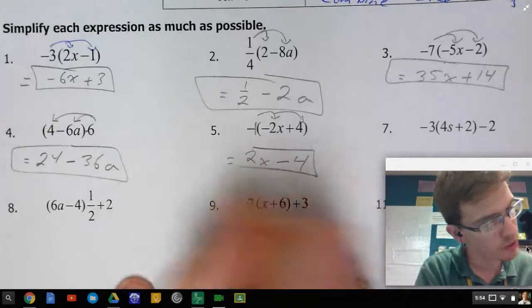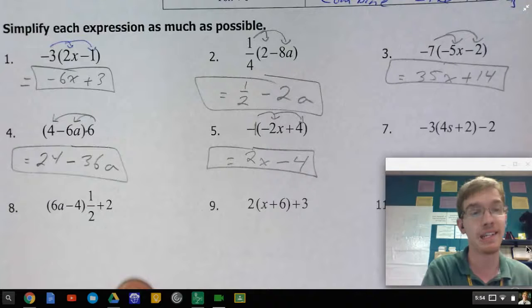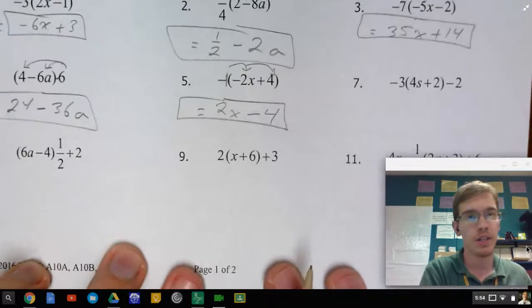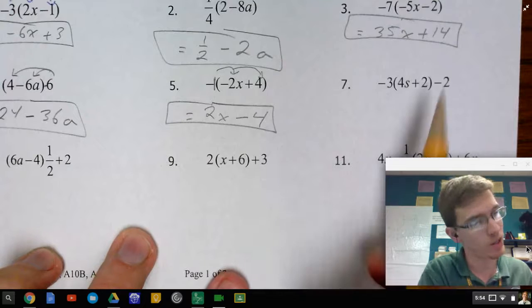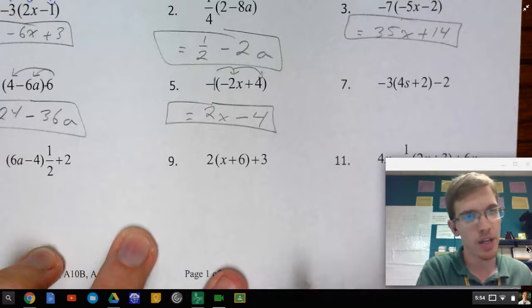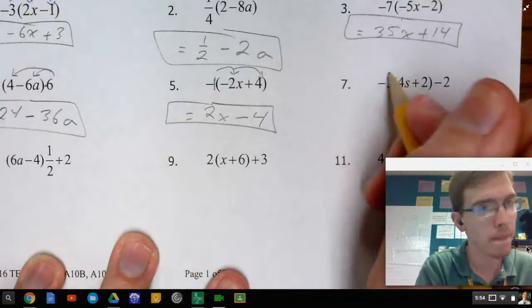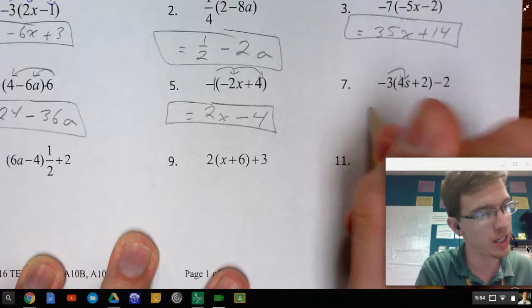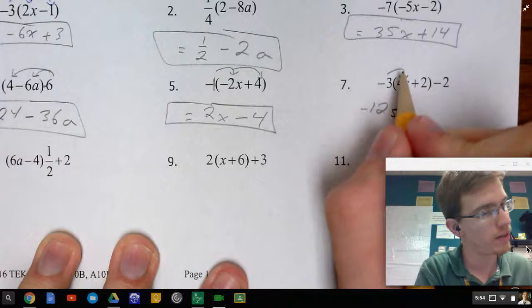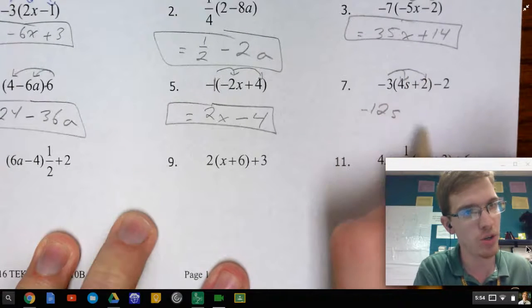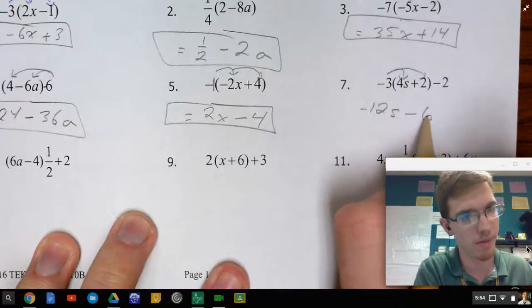So 2x minus 4 is our final answer. Can't put anything together there. Okay, number 7. I can tell you we're going to have to combine like terms here because we have this guy hanging out over here. All right, so negative 3. Negative 3 times 4s gives us a negative 12s. Okay, negative 3 times positive 2 is negative 6, so minus 6.